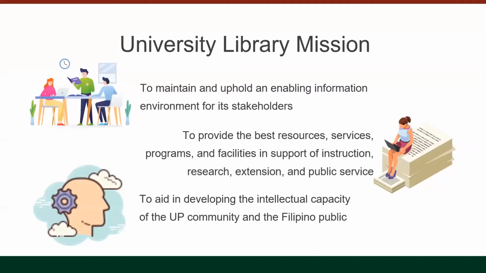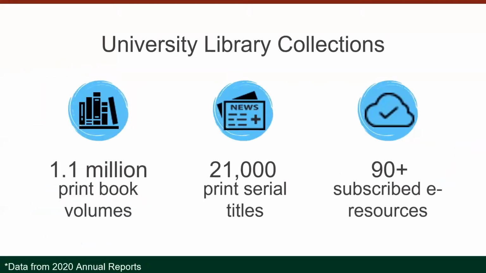The library's mission is to assist students, faculty, and researchers in their learning and research needs. To fulfill this, the library continuously provides timely services, creates appropriate facilities, and offers access to the latest information technologies. The library seeks to keep up with the changing times by providing information resources whenever and wherever possible. Based on our 2020 annual reports, the University Library holds 1.1 million print books, 21,000 serial titles, and over 90 online databases. The library continuously acquires physical books but is also keen on enriching its online database collection, especially now with our current blended learning setup.